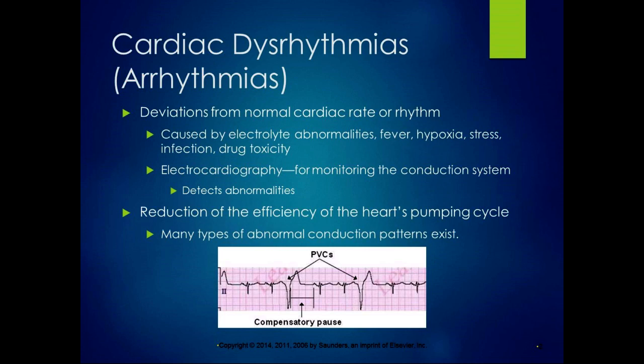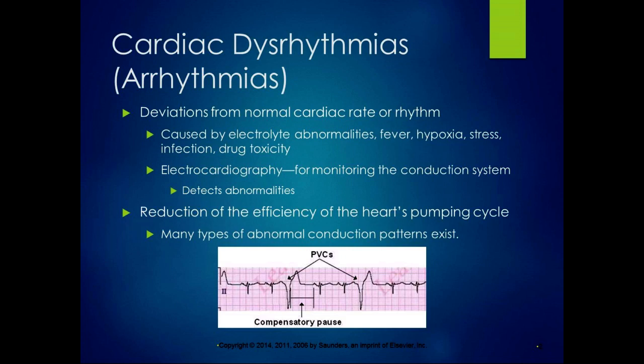Electrocardiography monitors the conduction system and detects abnormalities. So when you have cardiac dysrhythmias, they reduce the efficiency of the heart's pumping cycle. So a slight increase in heart rate increases cardiac output, but if the heart rate is too rapid, it prevents adequate filling of the heart during diastole, and it can interfere with the normal filling and emptying cycle. So there are many different types of abnormal conduction patterns, but we're just going to talk about the most common ones.